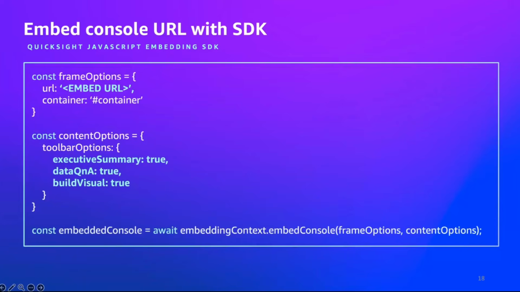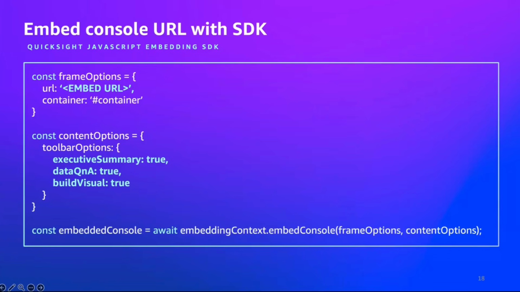Now, if this sample code looks unfamiliar, or you've never seen the embedding SDK before, we have some resources that we can share after this session that go into more detail, but I'm just going to briefly cover this at a high level. So when you use the embedding SDK, you will call a method to embed an asset, like the embed console or the embed dashboard method. So there's a method depending on which asset type that you're embedding. And each of these methods takes 2 parameters, frame options and content options. You can see us making this method call at the very bottom here. So you can see we're calling the embed console method, and we're passing in frame options and content options. And you can see that we're defining what frame options and content options are just above in the sample code.